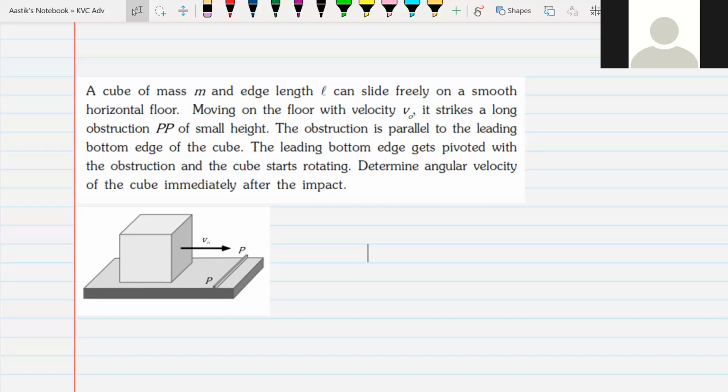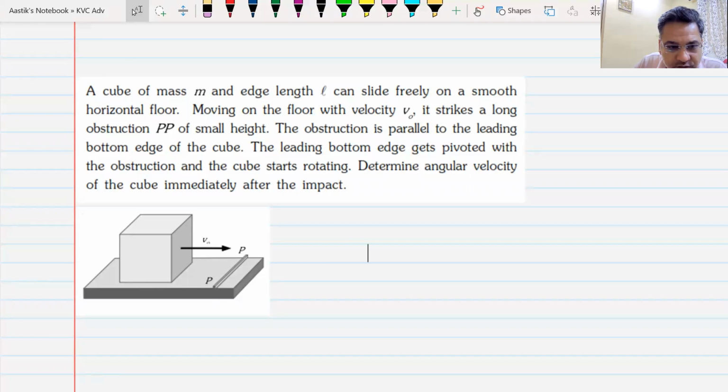Sir, it is root 2 V naught by L, sir. How did you get it? Consider the radius of that cube. Means like diagonal is L root 2, no, sir. And from center of the... What are you doing? First tell me that. I'm getting confused. Diagonal. What is going to happen?